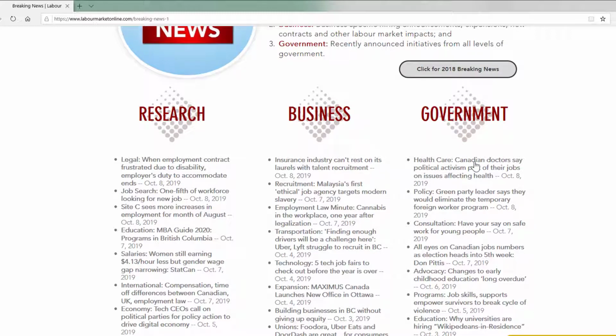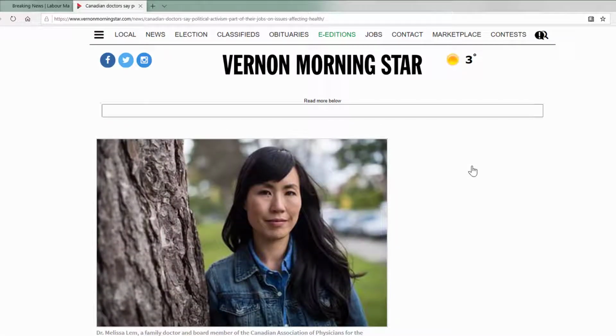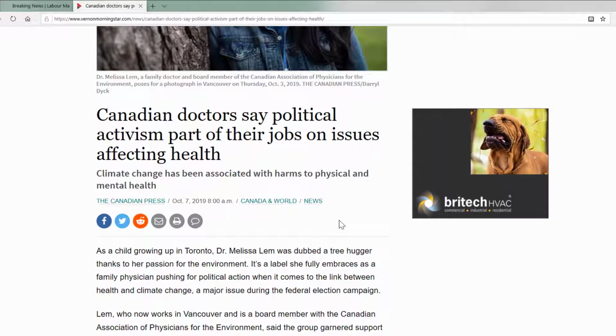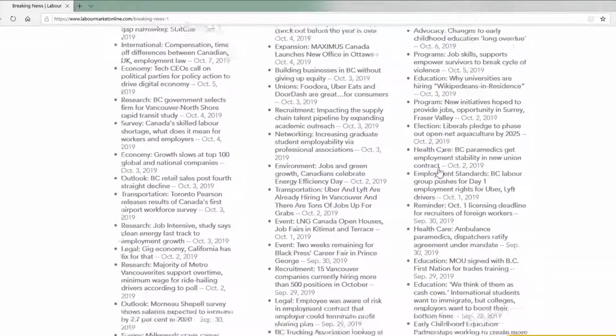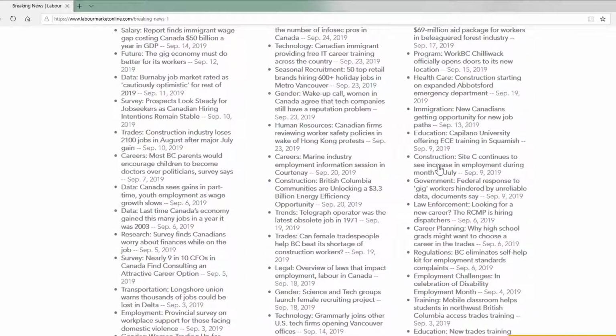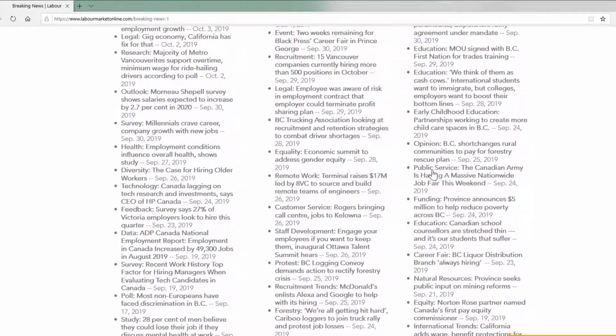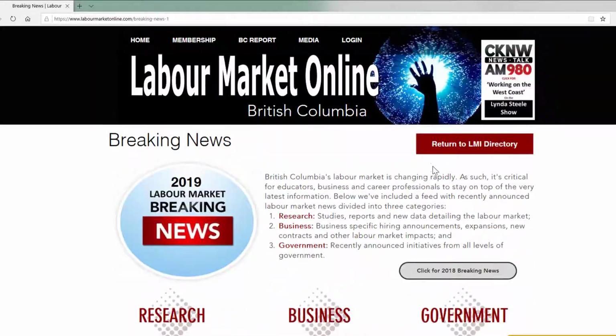So here we have healthcare. Canadian doctors say political activism is part of their job, so certainly something interesting to somebody who wants to get into the healthcare sector. We click on the link, and immediately we have an article here that links back, and we can always just close it off and go back to the website. And so we literally have thousands of different links of research that we're coming up with on a regular basis that we think would be of interest to career counselors.